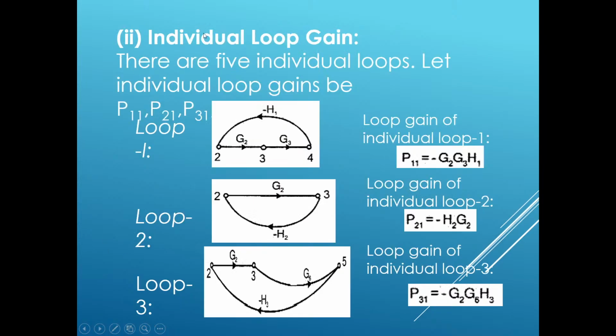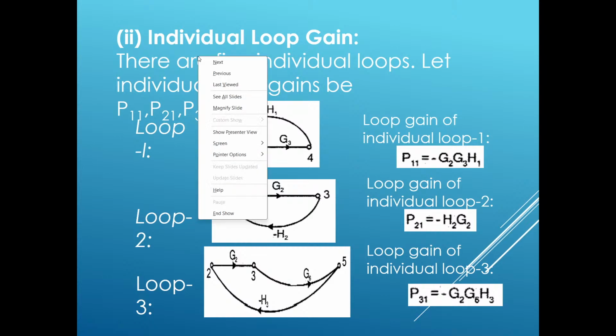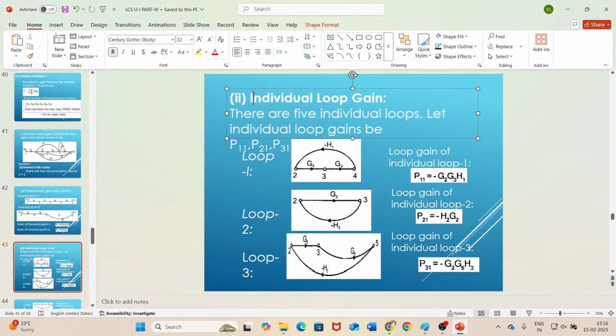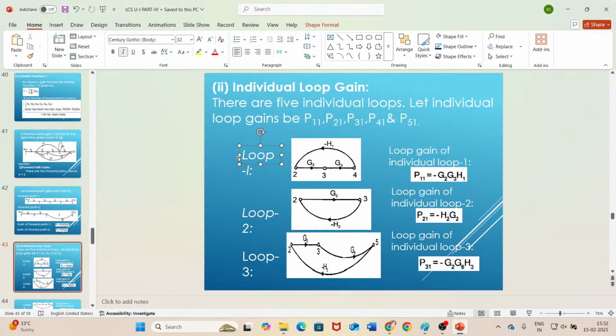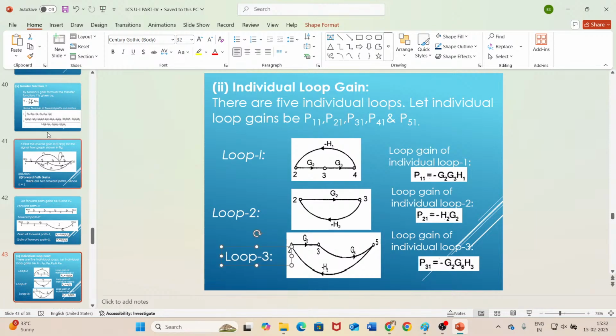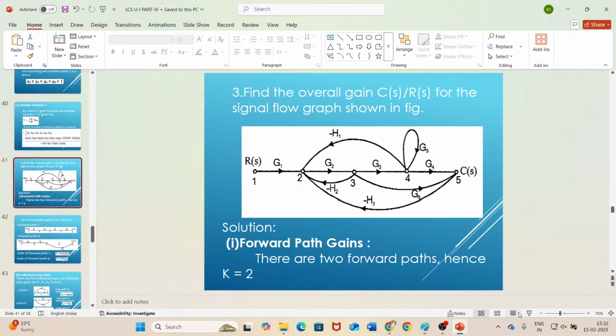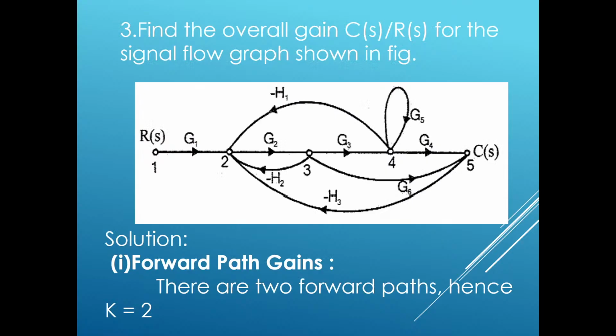Now let us see the individual loop gains. You just check the number of loops. How many loops are there in the given system? From that, you can write down the individual loop gain values. So let us go back to the question. In this, let us check how many individual loops are there. The first loop, it's better to start with node 2, isn't it?